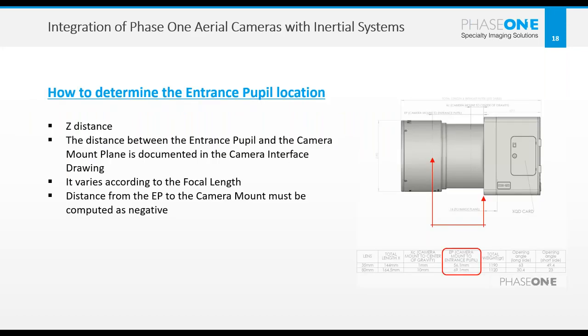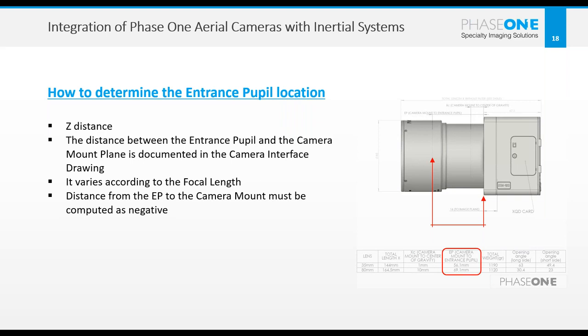So how to determine the entrance pupil location? First of all, the entrance pupil location is not determined as a physical mark on the camera, so we need to calculate it. As I said before, in the download area you can find the interface documents for every camera. You can find a table that explicitly gives the distance between the mount plane and the entrance pupil for any given lens, determined for a specific focal length.